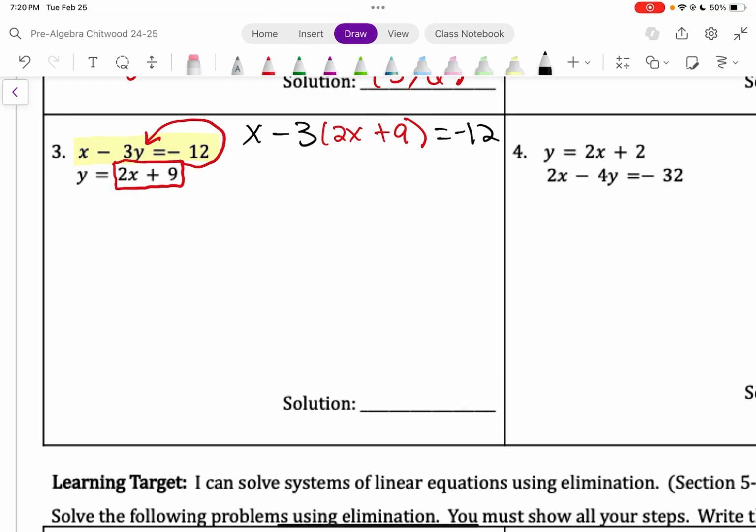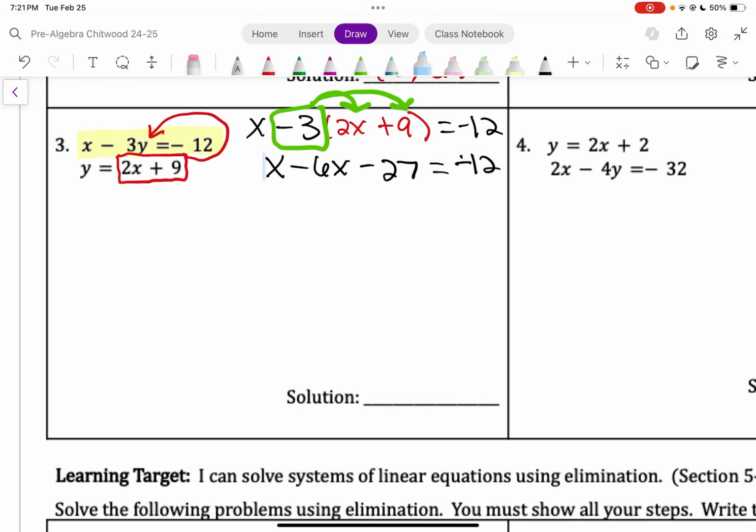I want to use distributive property, so I still have my x, but negative 3, this entire thing, it's negative 3 times all of it. Since it's being subtracted, it's negative 3 times 2x, which will give me negative 6x. Then negative 3 times 9 will give me negative 27. So minus 27. Then lastly, equals negative 12.